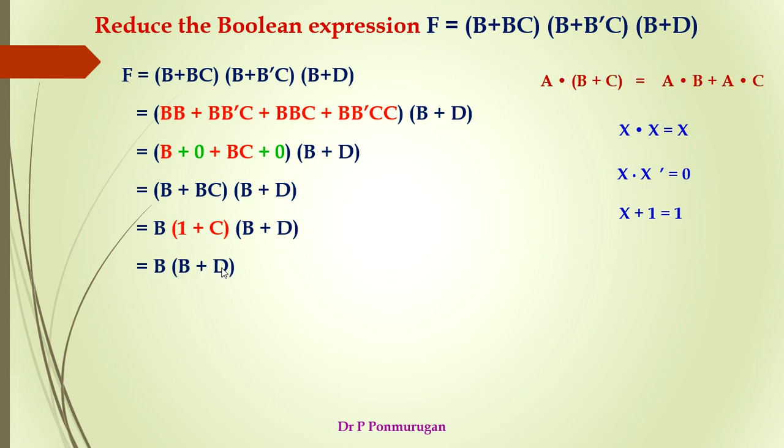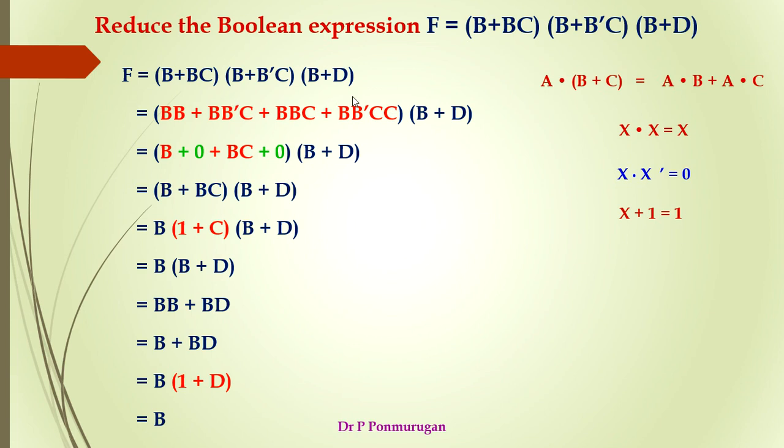Now again we apply the distributive law. So this expression will become bb + bd. And next, this bb + bd will become b + bd by using x·x = x, the idempotence law. We can have it as b + bd, and here we can take b as common, so it will become b·(1 + d). Again, by this law, x + 1 equal to 1, we will have 1 + d as 1. So the final reduced expression will be b.